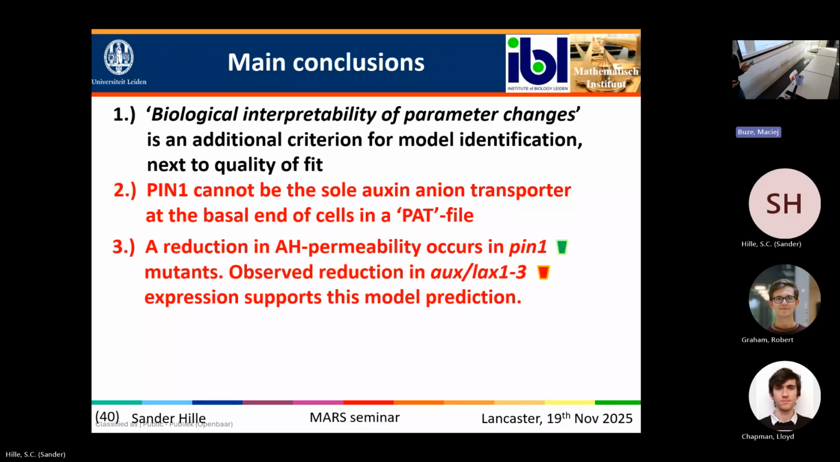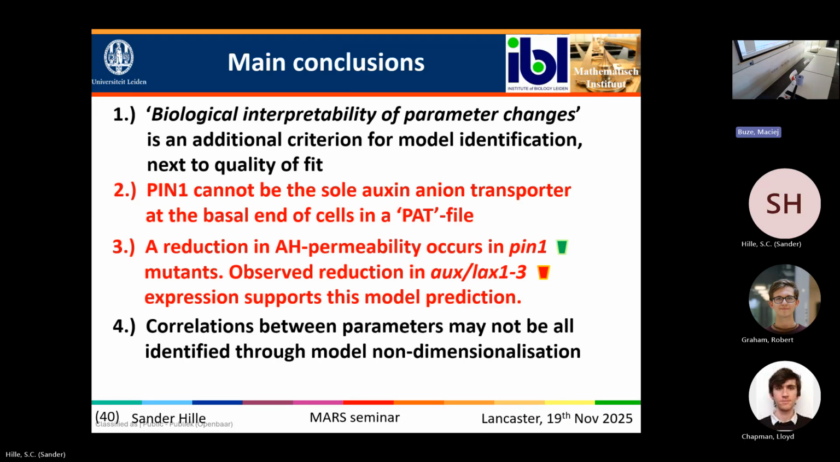And the other biological conclusion that we could draw is that this reduction of the permeability of the protonated form in pin1 mutants was difficult to explain, but turned out to be correlated with a decrease in AUX/LAX, the red ones, expression. So that fits well.